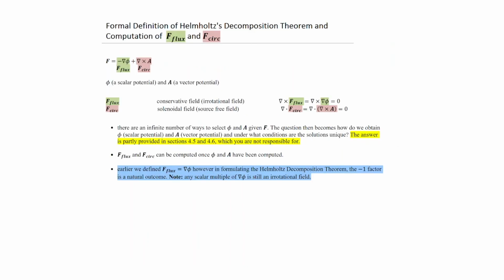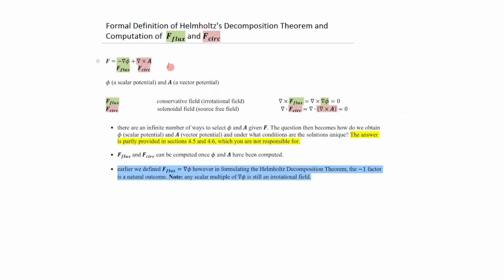Okay, so the formal definition of the Helmholtz decomposition theorem, which now applies in 3D as well, and the computation of F flux and F circulation. The general statement I'm making is that any vector field can be written as minus the gradient of a scalar function plus the curl of another vector, which we call a vector potential. Okay? So this is the general formulation.